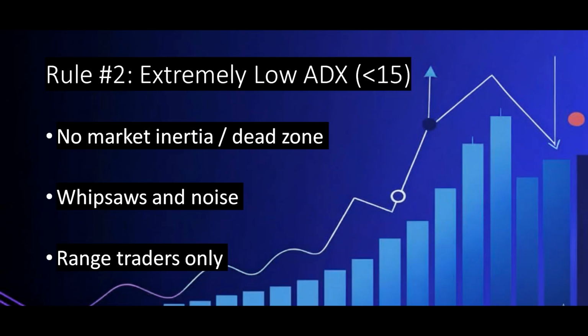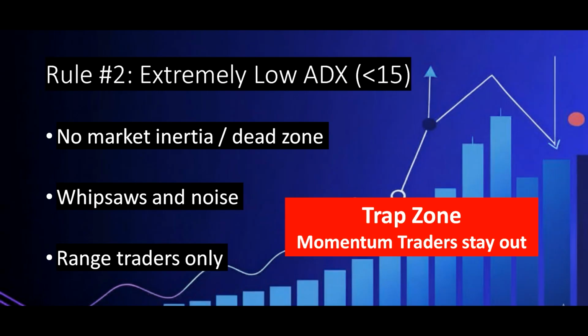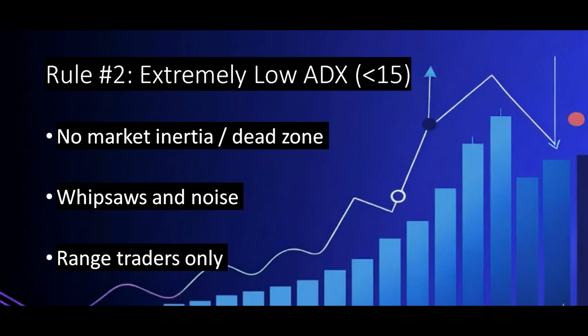Let's check out rule number 2. Extremely low ADX, less than 15. If ADX compresses to extremely low levels below 15, the market enters a dead zone of inertia. Price just oscillates in a tight range. Momentum traders bleed capital here, whipsawed by noise. Range traders may scalp through these zones, but momentum traders, please stay out.